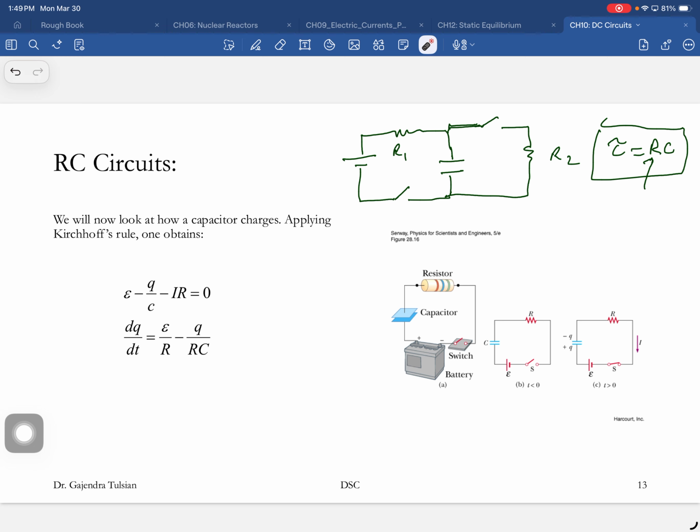So what we'll do is we'll start here and go across this loop like this. This is plus E. And this is the charge. We want to learn how the charge in the capacitor builds up, so that is Q(t), Q as a function of time. This charge is positive, so this is at a higher voltage than that. So when you go across this, that is minus Q(t) over C.